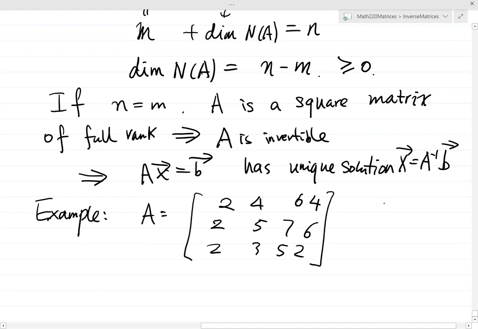Now X is X1, X2, X3, X4, because here we have 4 columns. So then we have 3 rows. So if you write it as an augmented matrix, the vector B is 4, 3, 5.